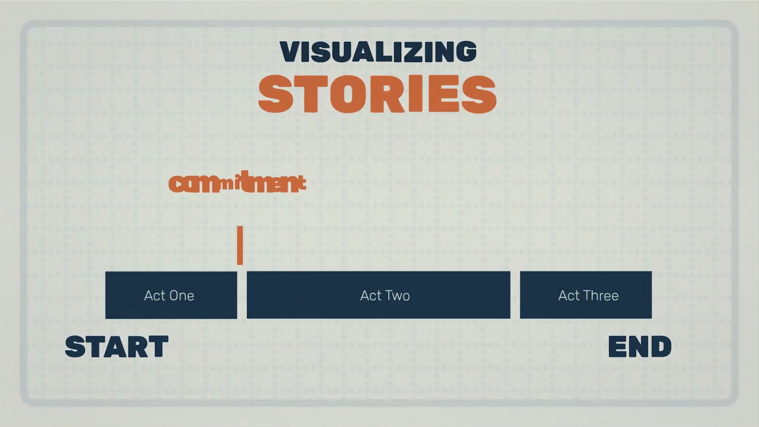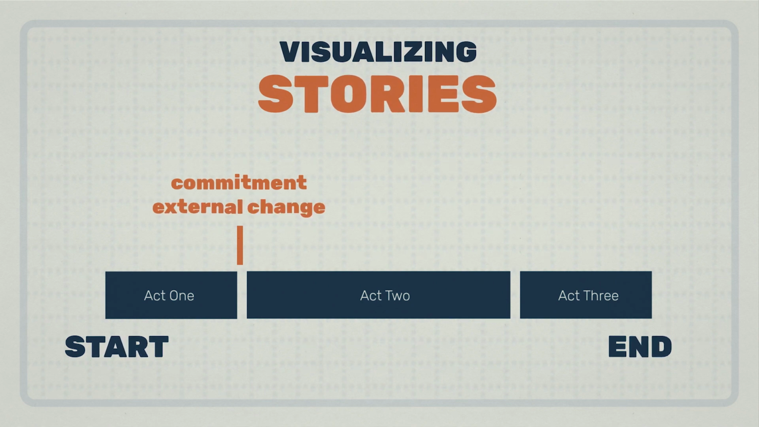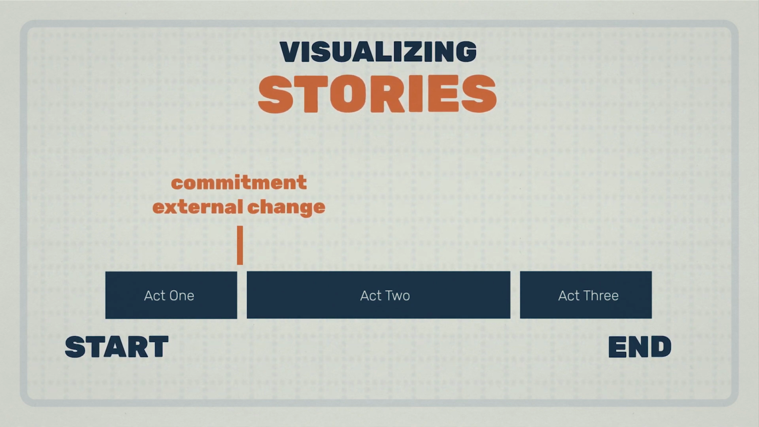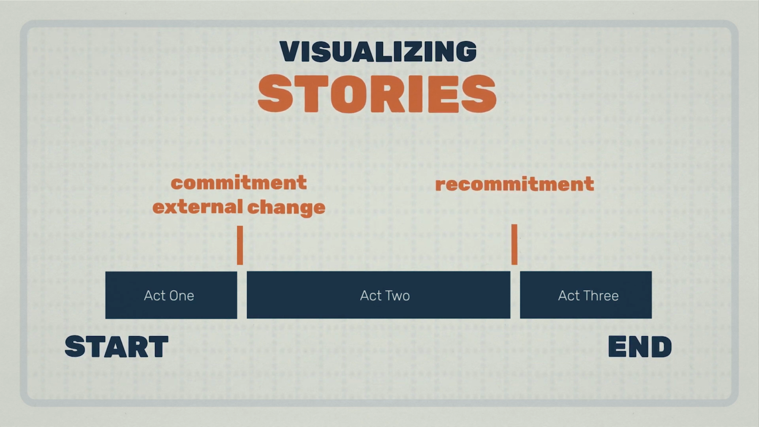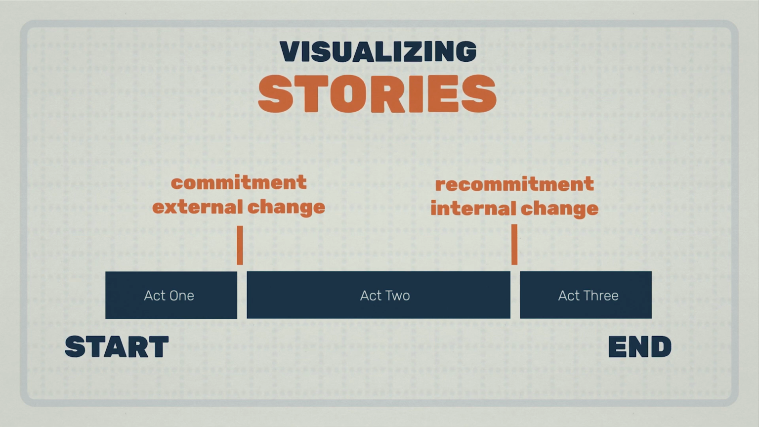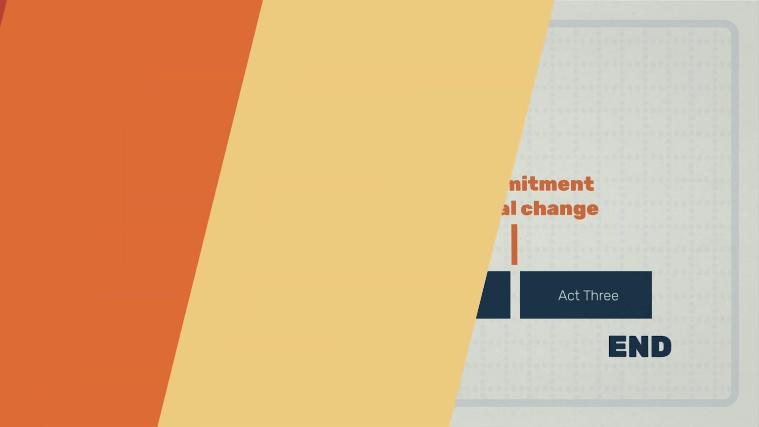We'll dive into these concepts in depth in our next course, but to simplify, the break between Act 1 and Act 2 marks the moment the protag fully commits to their goal, and usually showcases a large external change. On the other hand, the break between Act 2 and Act 3 marks the moment the protag recommits to their goal, and usually showcases a large internal change. So, to bring it all together, Act 1 shows the protag in their usual world, the first break shows them committing to their goal, Act 2 shows them trying and failing, the second break shows them embracing their need and recommitting to their goal, and Act 3 shows them succeeding.